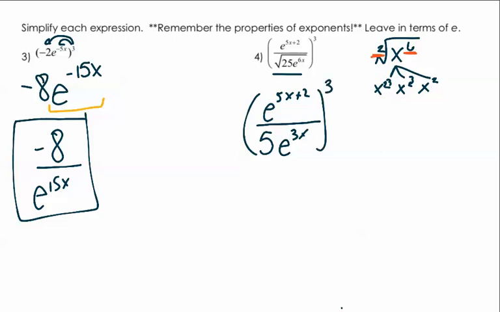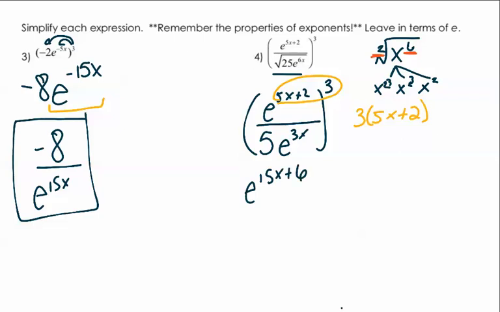So now you have a couple options. You can go ahead and simplify within the parentheses a little bit more if you want to. You can go ahead and distribute. I think most of you would probably distribute, so I'm going to do that. Now I'm going to do a power to power. I'm going to multiply my exponents. So we're really multiplying 3 times 5x plus 2. So we've got to distribute that 3 to the 5x and the 2. So now I'll have e to the 15x plus 6.